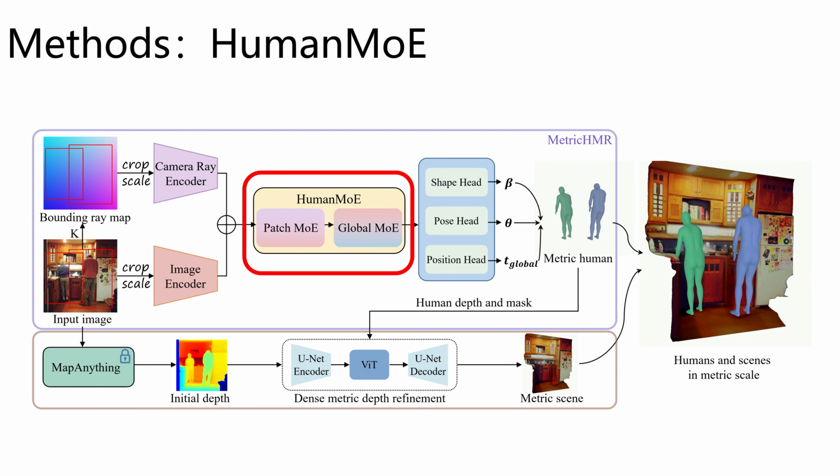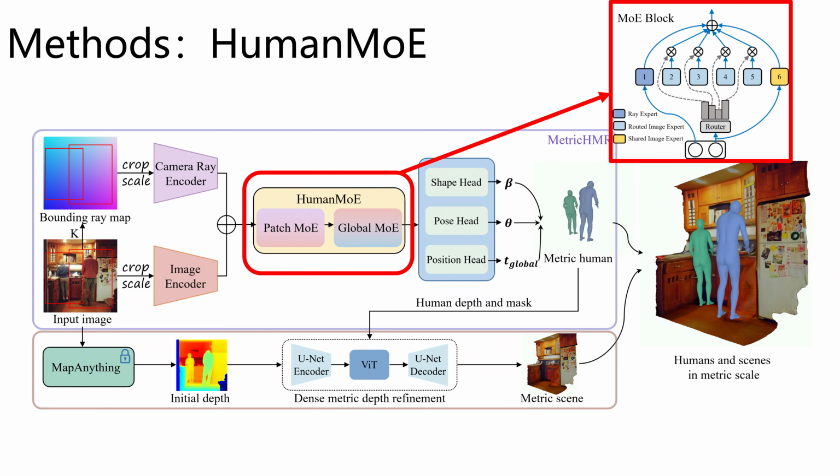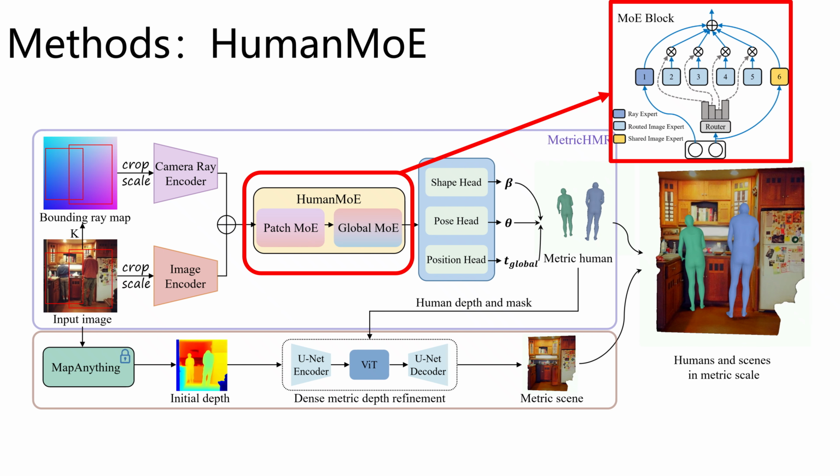HumanMoE. HumanMoE consists of a patch MoE and a global MoE. Each submodule is composed of several MoE blocks. Every MoE block includes one ray expert, one shared image expert, and 4 routed image experts.